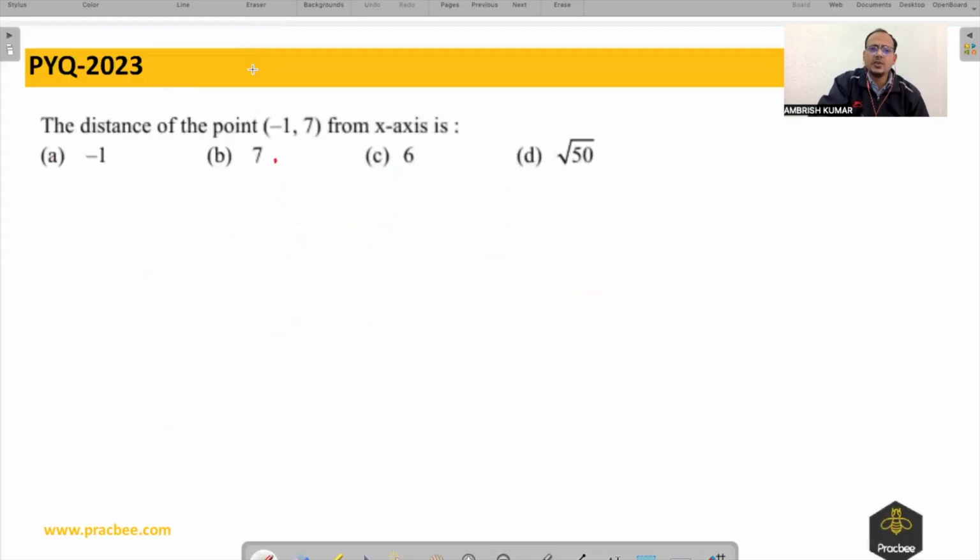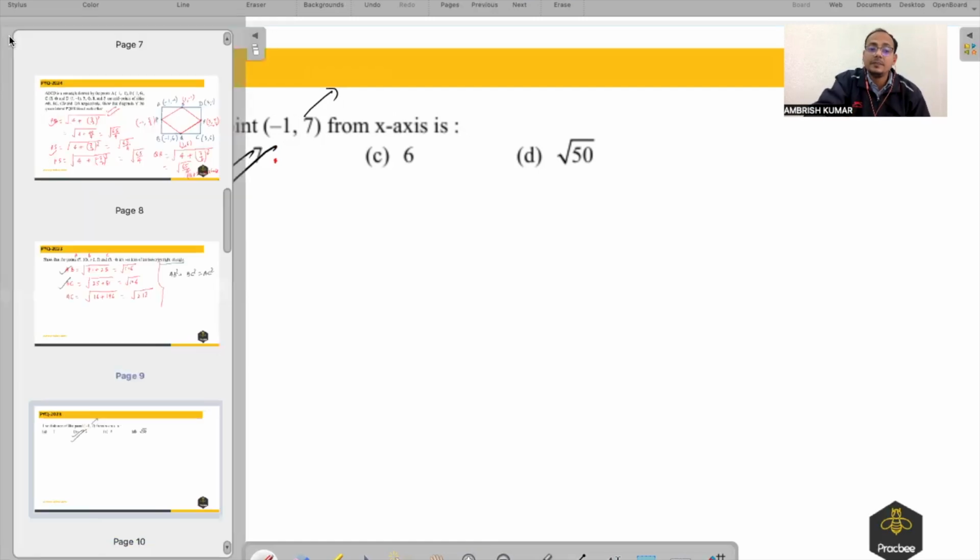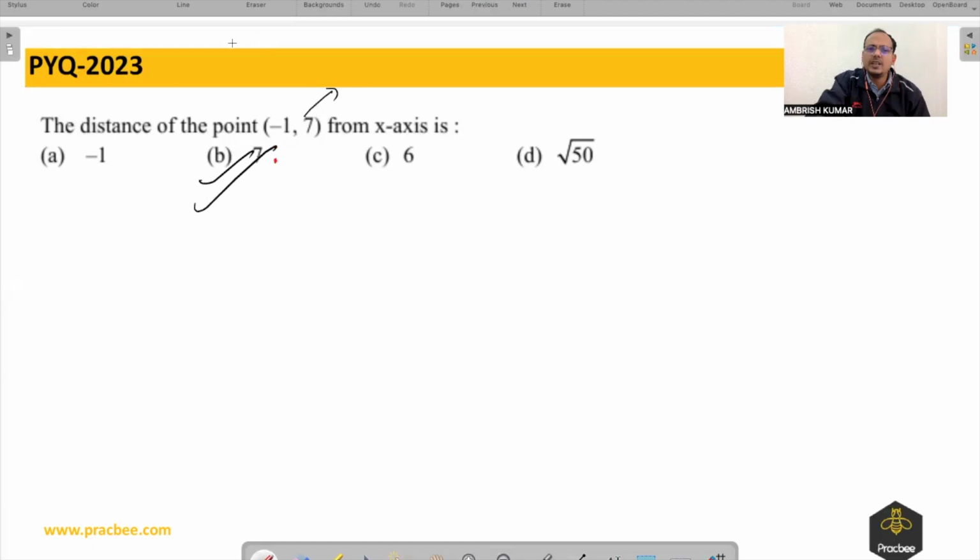Now getting to the next question. The distance of this point from the x-axis. Look, always be clear. The distance of a point from the x-axis is nothing but the magnitude of the y-coordinate. And the distance of a point from the y-axis is nothing but the magnitude of the x-coordinate, right? So here the y-coordinate is your 7 and it's positive. So its magnitude is again going to be 7. So that itself is the answer. So B option is the correct one. This question was asked in 2023.